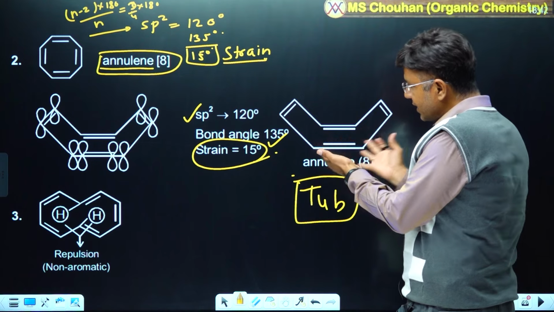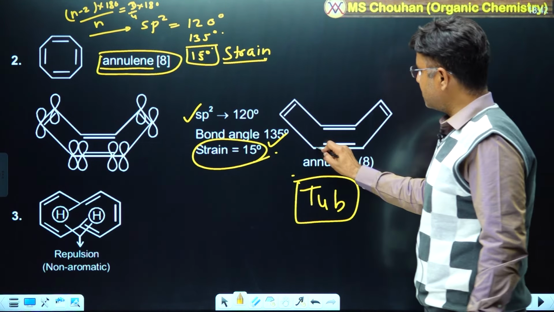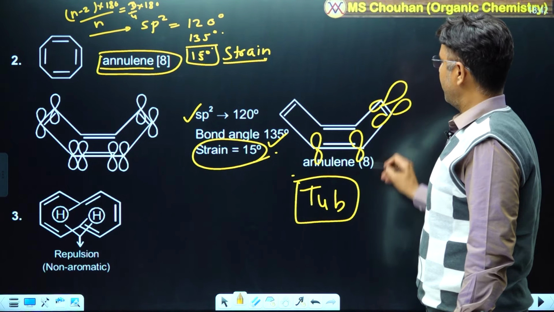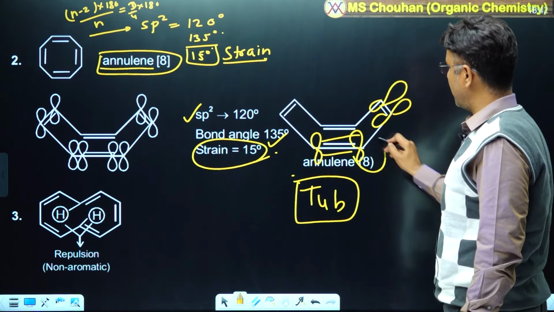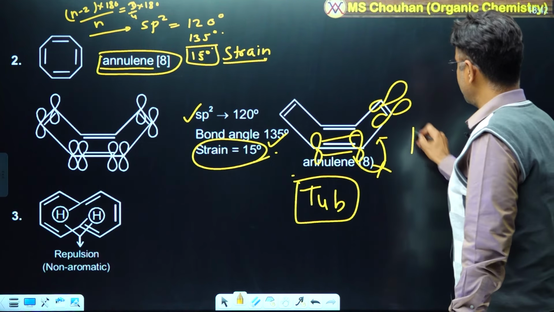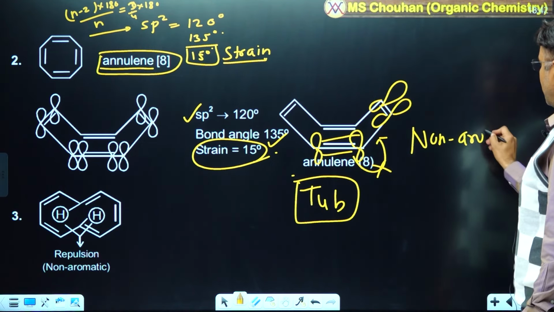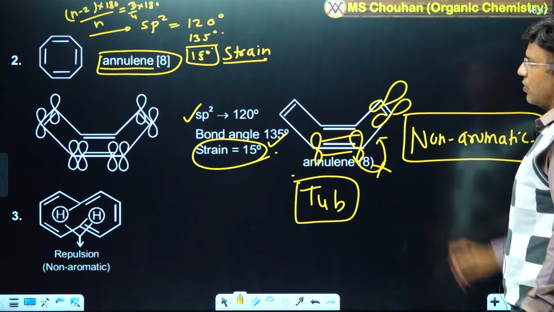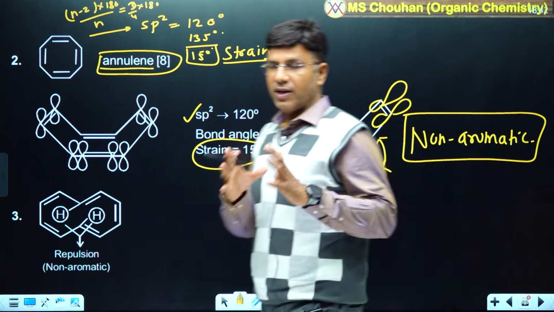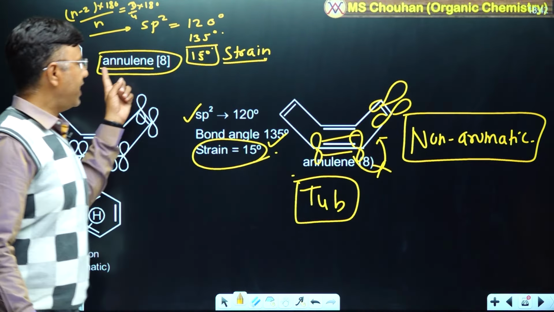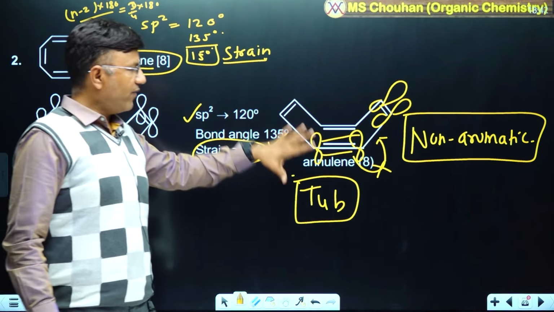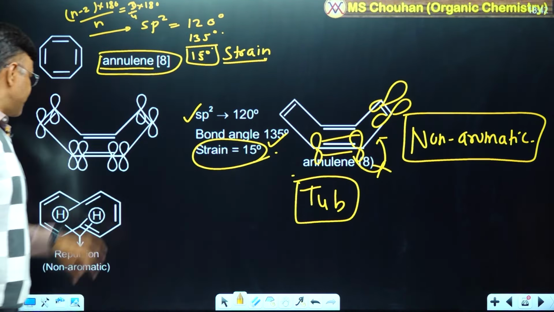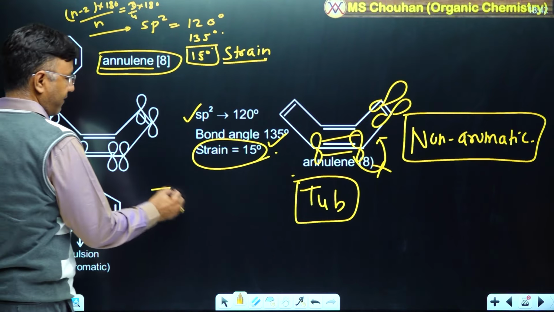Now, if it exists in tub shape, the p orbitals of the pi bonds are not parallel, which means resonance is not possible between them. Since resonance is not possible, it is non-aromatic. Got it? So remember the most famous exception: annulene 8 exists in tub shape. Why tub shape? Because of ring strain.